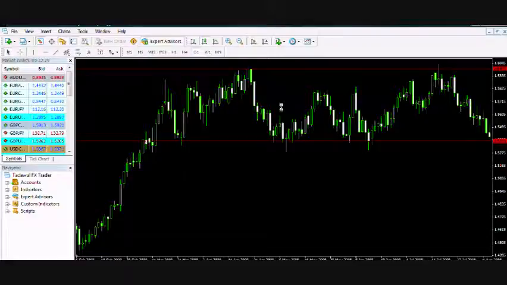Again, drawing support and resistance lines is more of an art than an exact science, but as you do it, you will gain confidence, and I hope it will help you trade.